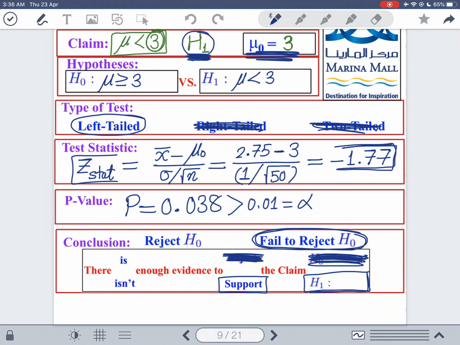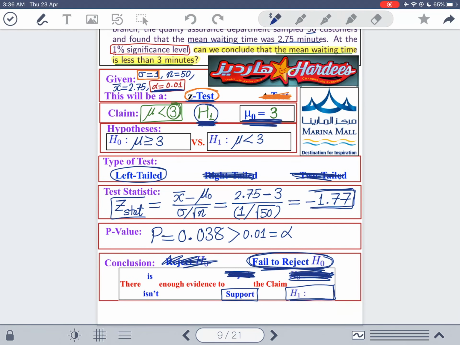Remember, when the p-value is low, you reject. When the p-value is high, you fail to reject. And when we say low and high, we mean in comparison to the level of significance alpha. When we say the p-value is low, it means it's less than alpha. So in this case, we fail to reject H0, and our claim is H1.